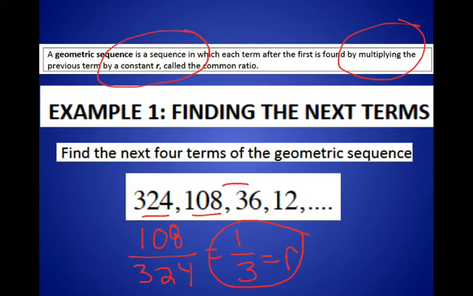So you'll notice that each time we're multiplying by 1/3. Now you might say, well, aren't we dividing by 3? Yeah, that is the same thing, but we're going to want to multiply. So think about what you need to multiply to get the next number. So if I multiply 12 by 1/3, then that will give me 4. And then if I multiply 4 by 1/3, then that will give me 4/3. And if I multiply 4/3 by 1/3, then that will give me 4/9. And if I multiply 4/9 by 1/3, then that will give me 4/27.